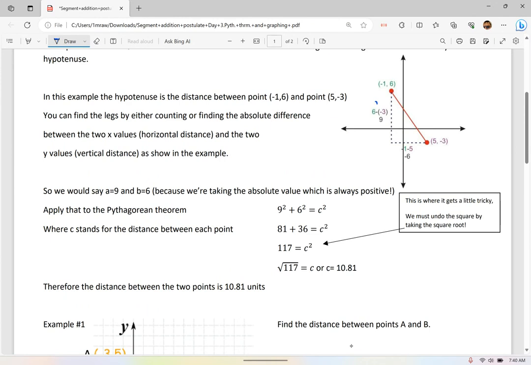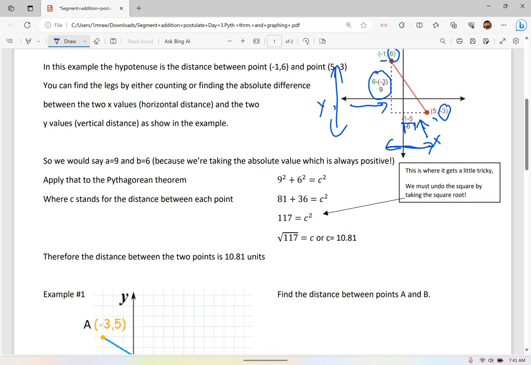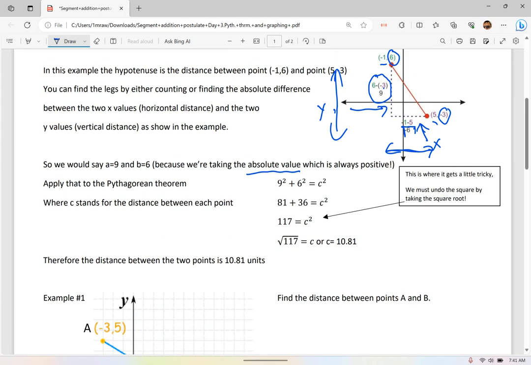Now, you can kind of see what they're doing. They're finding the difference between the y values, because the y values are your vertical distance, and the x values are your horizontal distance. That makes sense because your x axis goes left and right, and your y axis goes up and down. So they're taking the differences of your y's. Notice the 6 and the -3, and then the x's down here, -1 and 5. But this should be an absolute value, so it should be a +6. Okay, so we would say A is 9, B is 6. Again, absolute value.